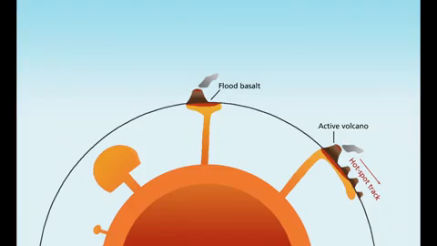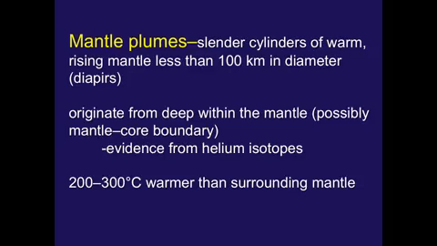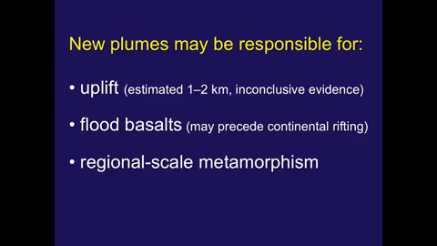The first one is the hotspot, and what this is, is a slender cylinder of warm rising mantle, remember solid, but it's less than, say, about 100 kilometers in diameter. These are called diapirs or mantle plumes. They appear to originate from deep within the mantle, possibly even as deep as the boundary between the mantle and core itself. And we know this from looking at the helium isotopes within the magma itself. Typically, these mantle plumes are 200 to 300 degrees C warmer than the surrounding mantle, and this gives them the buoyancy that allows them to ascend up towards the surface.